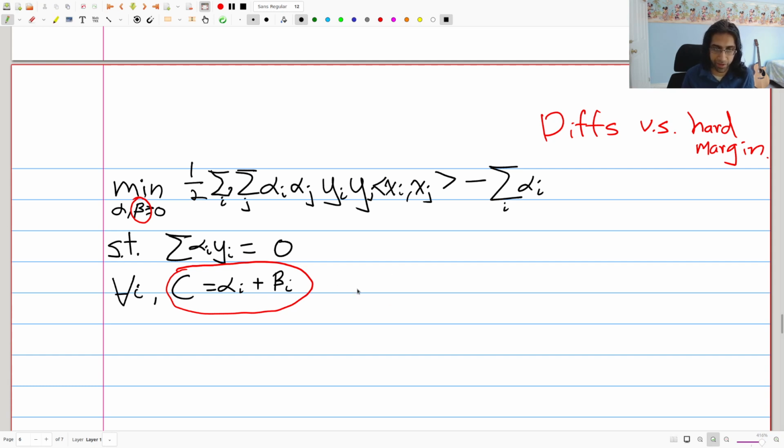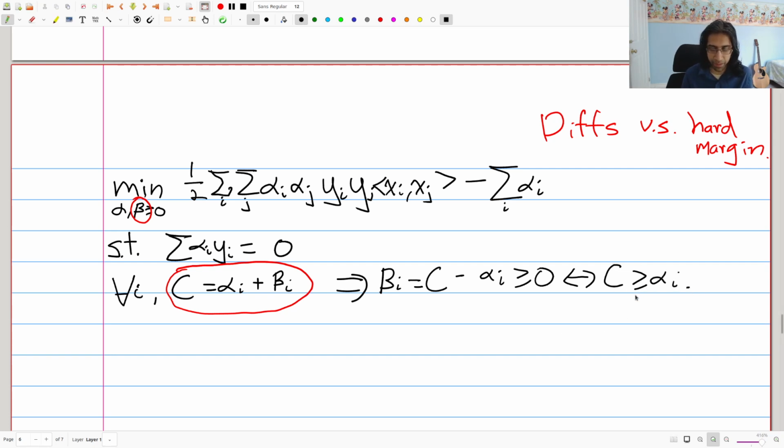All we have to do is notice that here, that beta i, we're just going to do a substitution. What we know is that beta i is equal to C minus alpha i. And we know that beta i has to be greater than or equal to 0. So we can say that C minus alpha i is going to be greater than or equal to 0. This is the only way that beta i is used to derive this constraint. So that equivalently means that C is greater than or equal to alpha i, entry-wise.